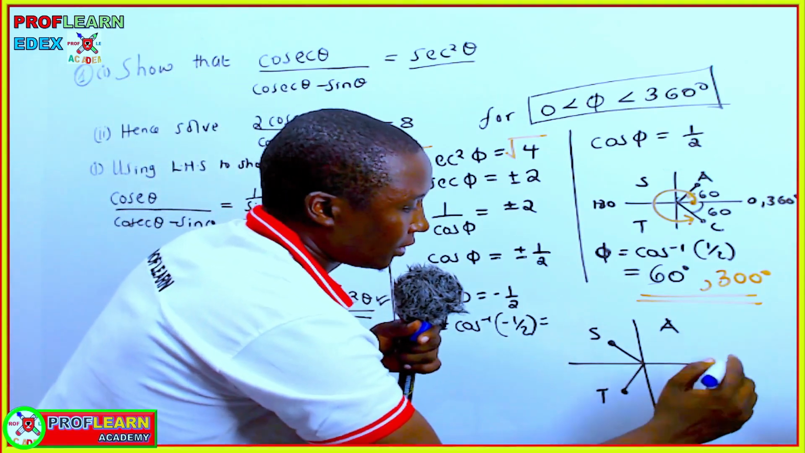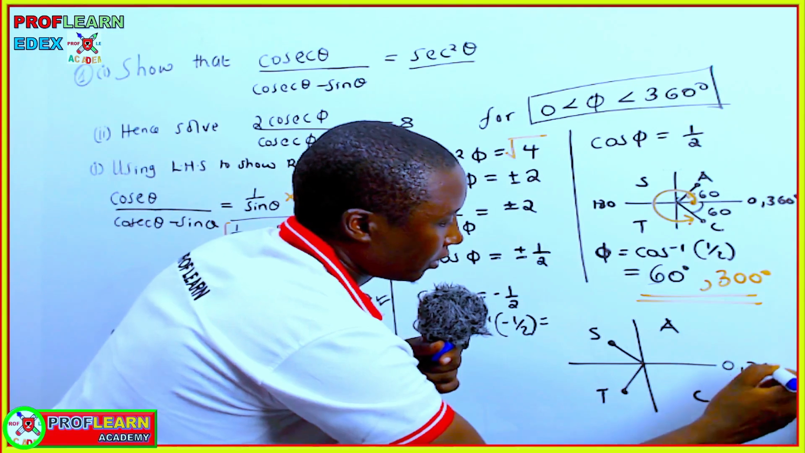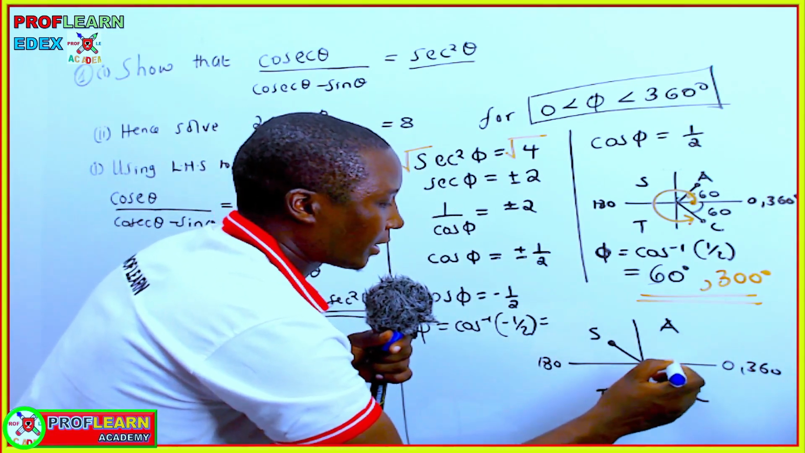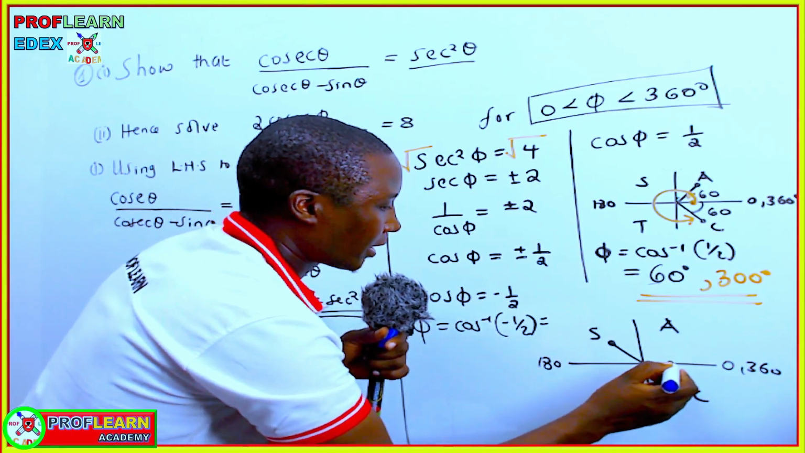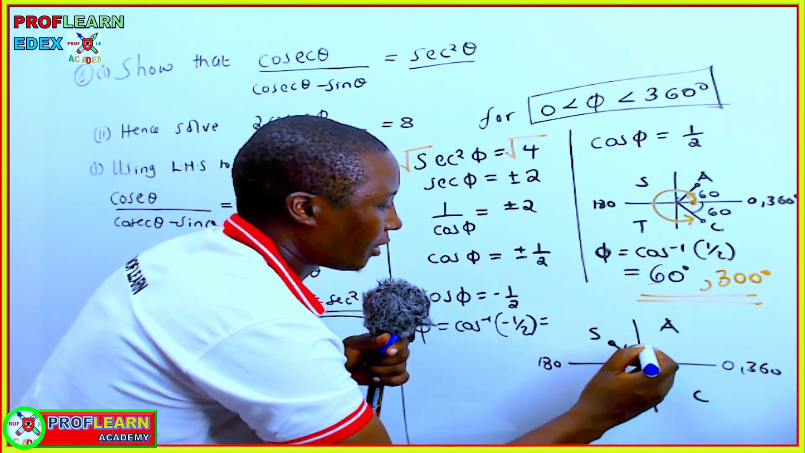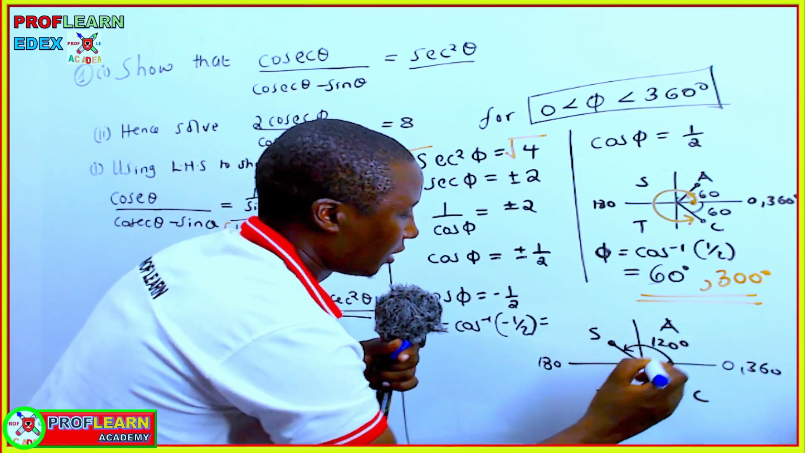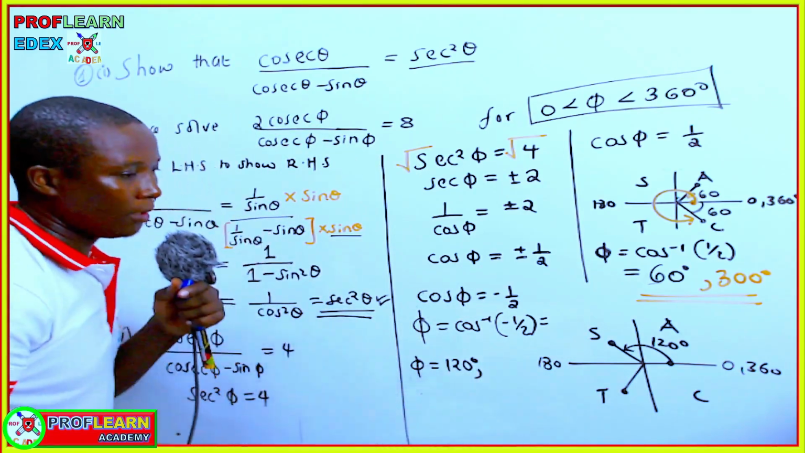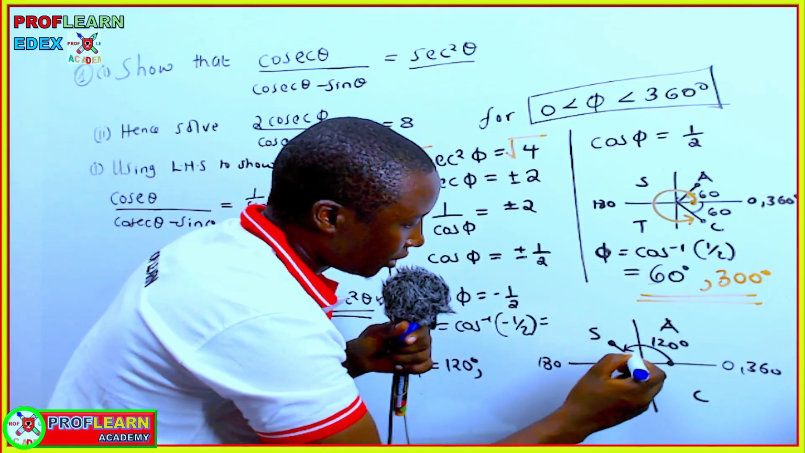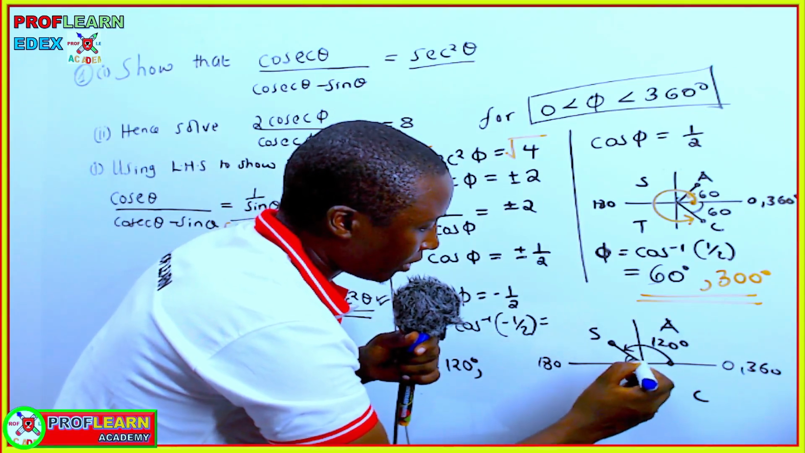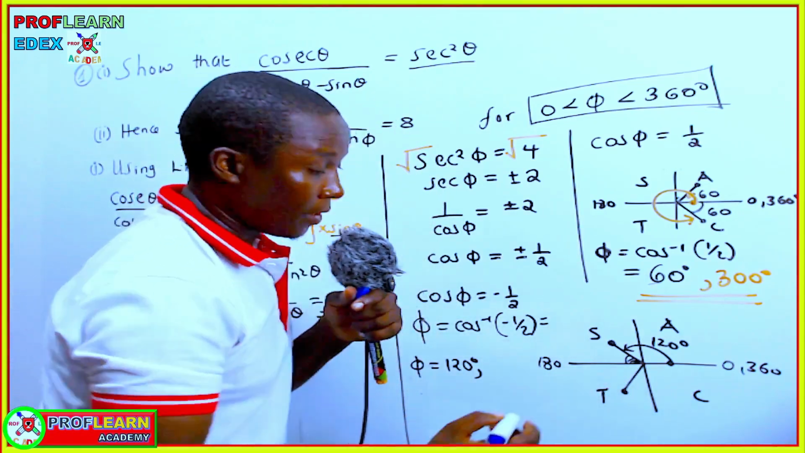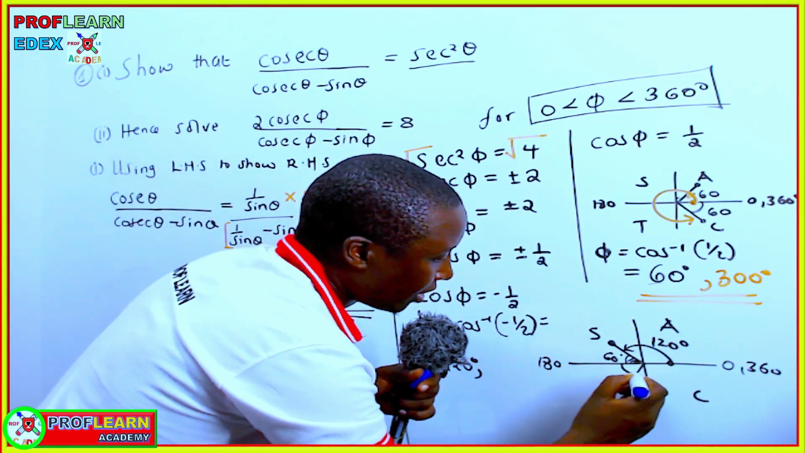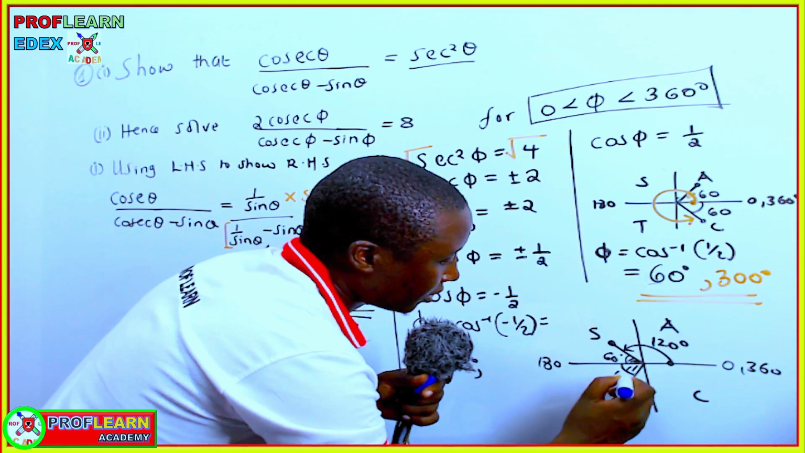Let's say this is 0, 360, and this is 180. Now from the x-axis, the first angle will be from the x-axis up to that, which is 120 degrees. So phi equals 120 degrees, comma, another angle. Because if this is 120 degrees, the remaining acute angle down here is going to be 60, and this angle down here is also going to be 60.